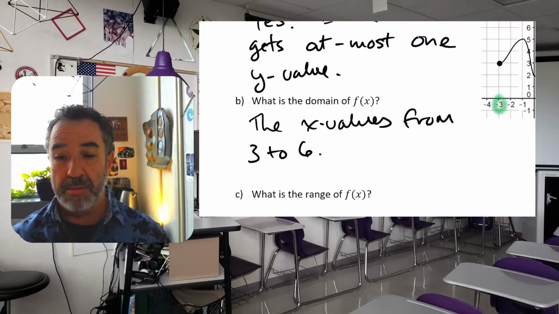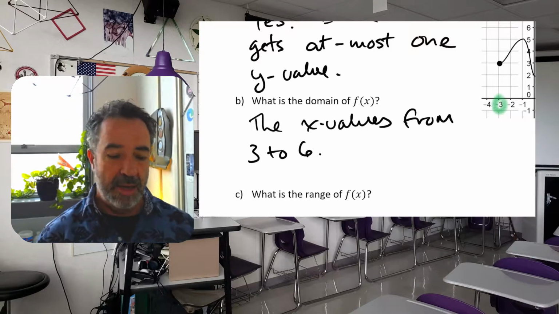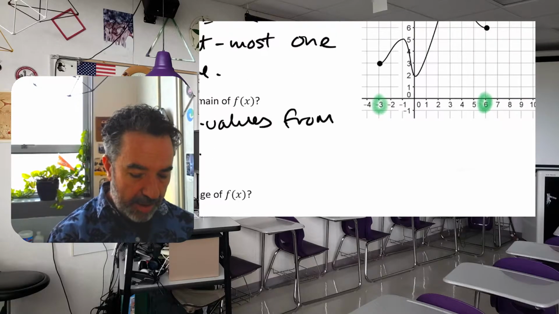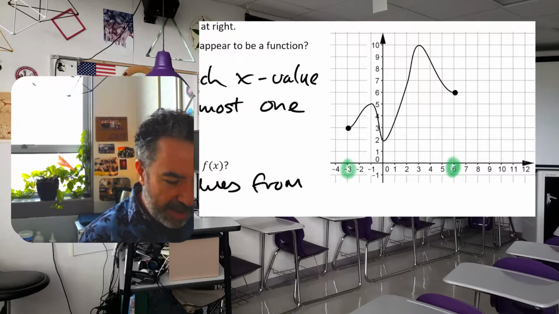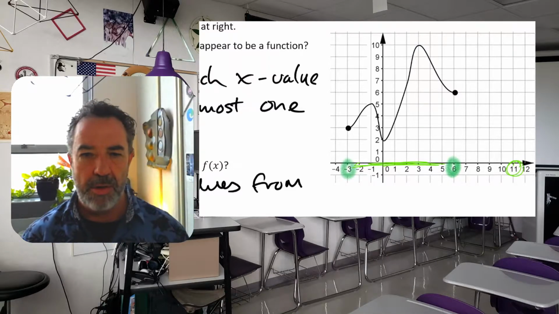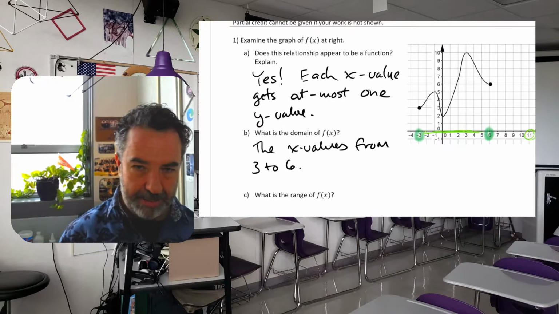And that would be fabulous, right? What's the domain? The domain is all of the x's from 3 to 6. If you give this function 3, it's going to give you something back. If you give this function 5, it's going to give you something back. If you give something outside of that domain, like 11, it doesn't have a value it can give you back. But everything in the domain, everything from 3 to 6, it can talk about.